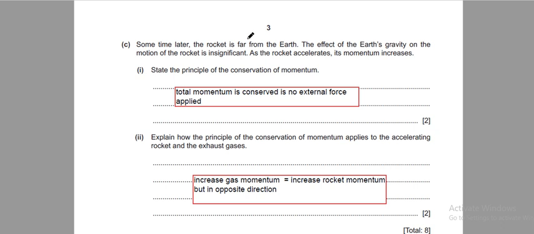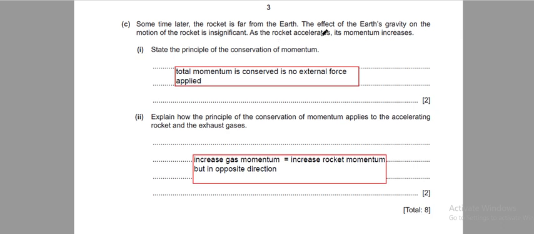Some time later, the rocket is far from Earth. The effect of Earth's gravity on the rocket is insignificant. This means there is no external force. As the rocket accelerates, momentum increases. State the principle of conservation of momentum. Total momentum is conserved when no external force is applied.